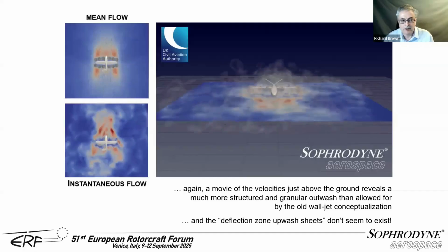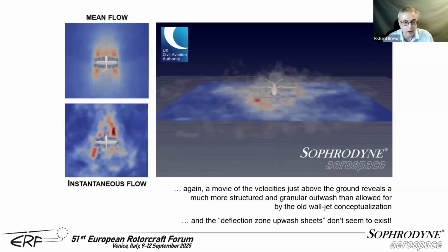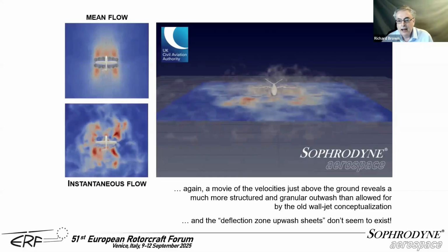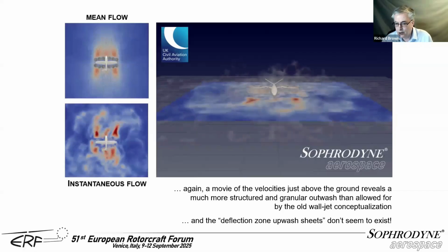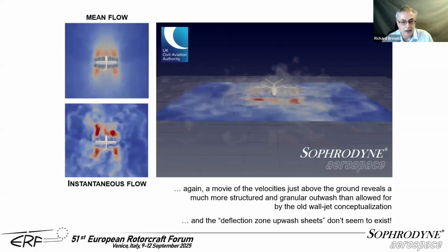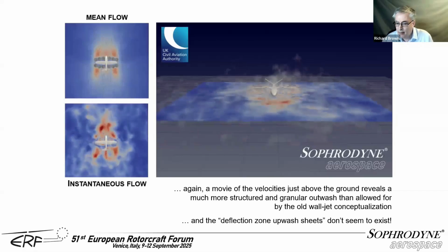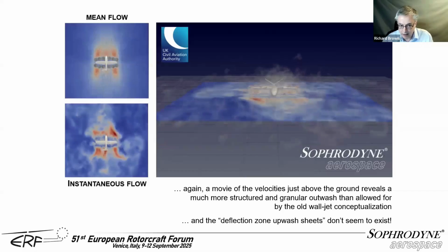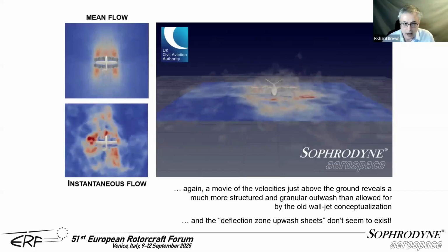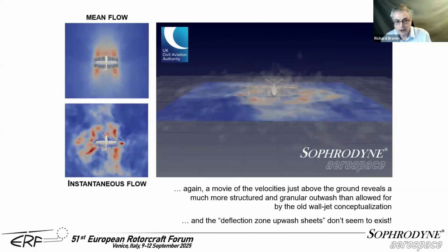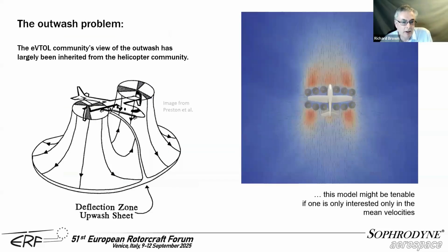So you can see these bursts of velocity out in all different directions, these jets of flow in certain directions that you can pick up every now and again. And there's a much more structured and granular outwash than allowed for by the old wall jet conceptualization. And certainly you can see that these upwash sheets, these partitions between the wakes of the various rotors, just don't seem to exist in these simulations. The flows from the different rotors can intermix and interpose, and in fact the flow from one rotor can take over a certain domain in space from the flow generated by another rotor, and then things can switch over again. It's a much more chaotic and complex situation than envisaged by the simple picture given over here.